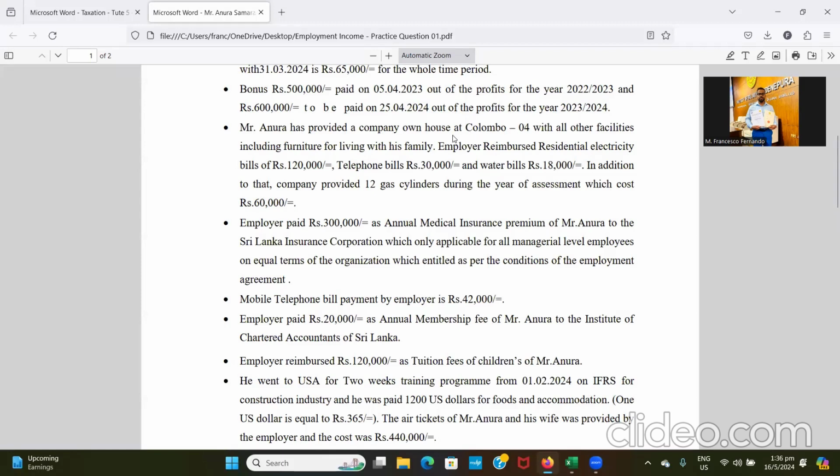Okay. Thanga, can you please read this adjustment? The next one.